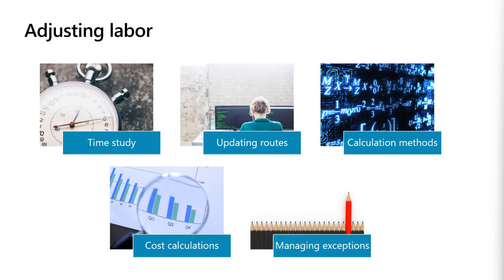The last point to consider is how you will manage exceptions. Not every variance in labor indicates that you need to fix or change your data. Consider if other mechanisms should be put in place, such as training, quality control, and so on.